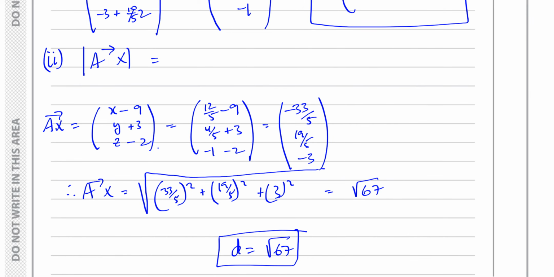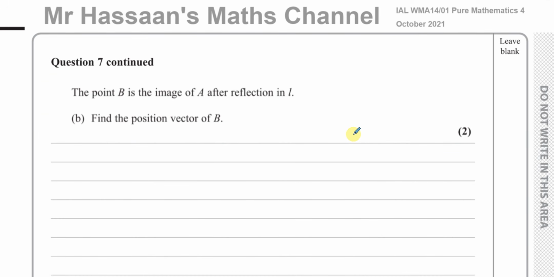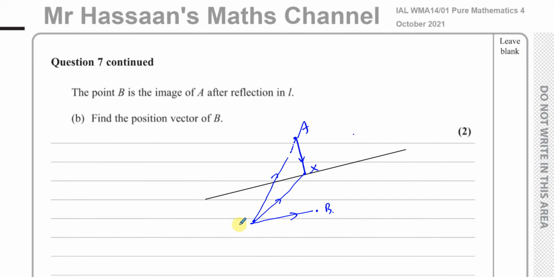And then part b says the point B is the image of A after reflection in the line L. Okay, so let's just take what we found. We found A to X. We found what O to A was. We know what O to A was. We know what O to X is. This is X, and this is A. Okay, and we know what A to X is. Now we got to find the position vector of B, which is here. Okay, the position vector of B is this vector from O to B.